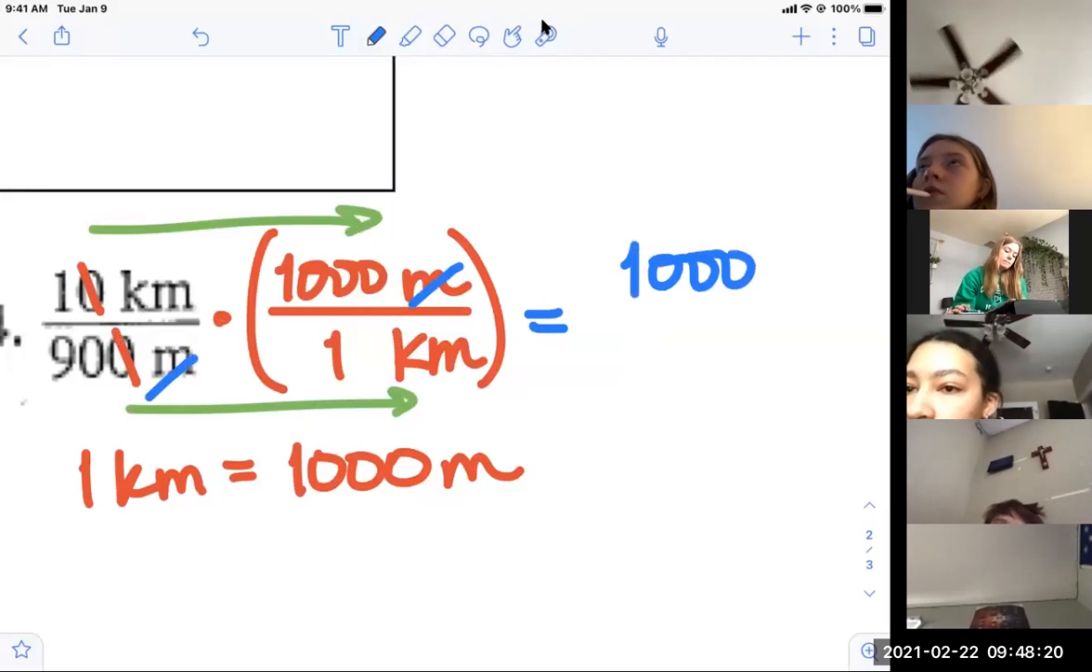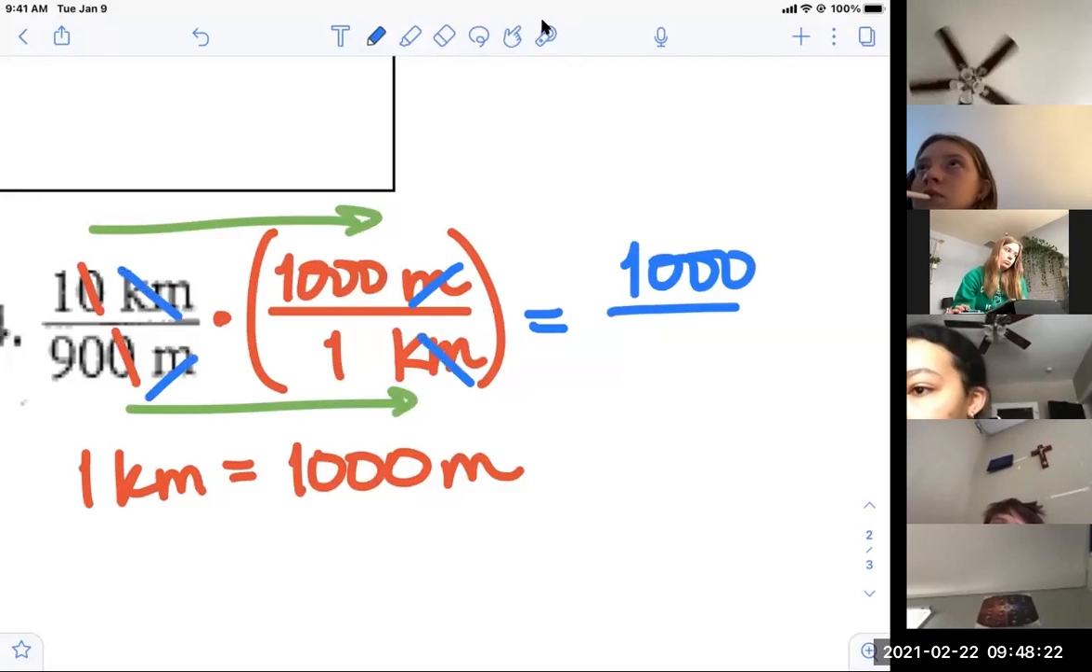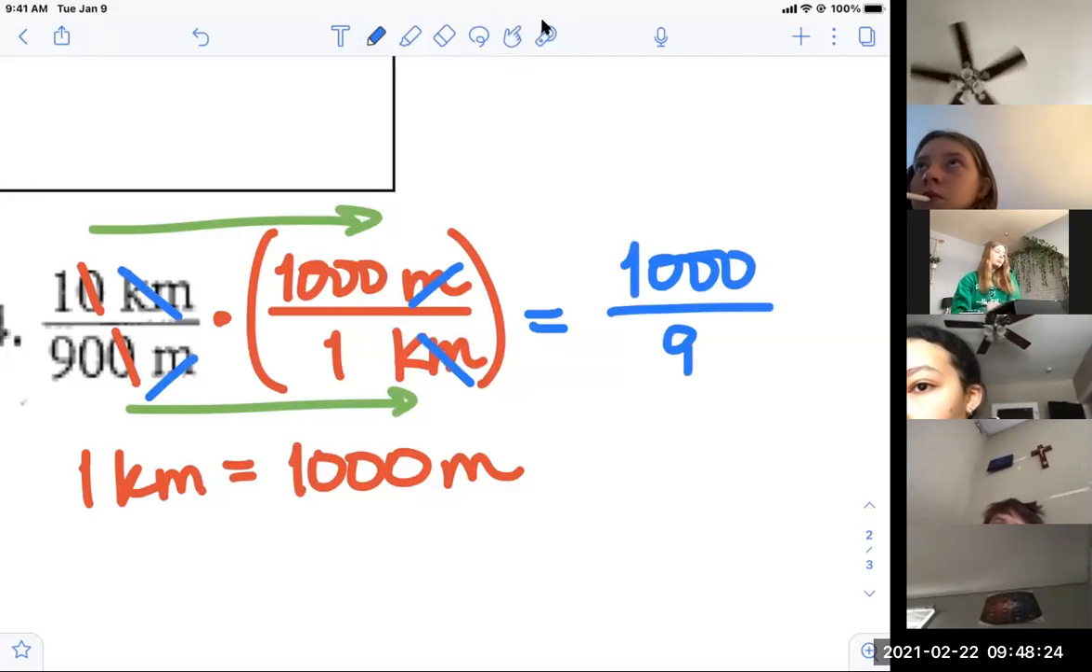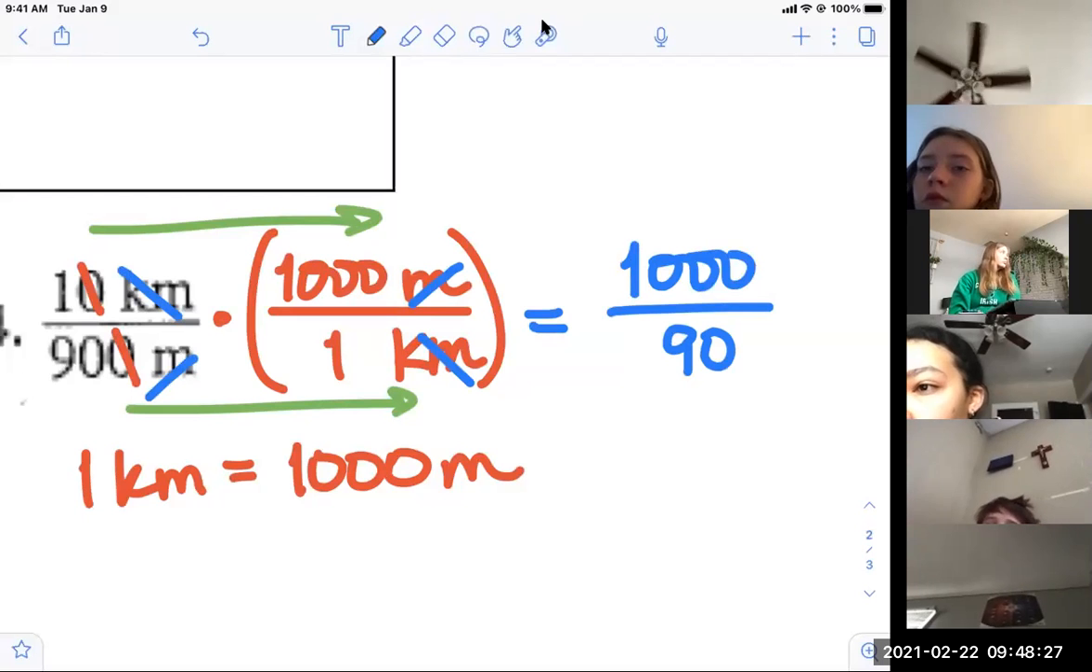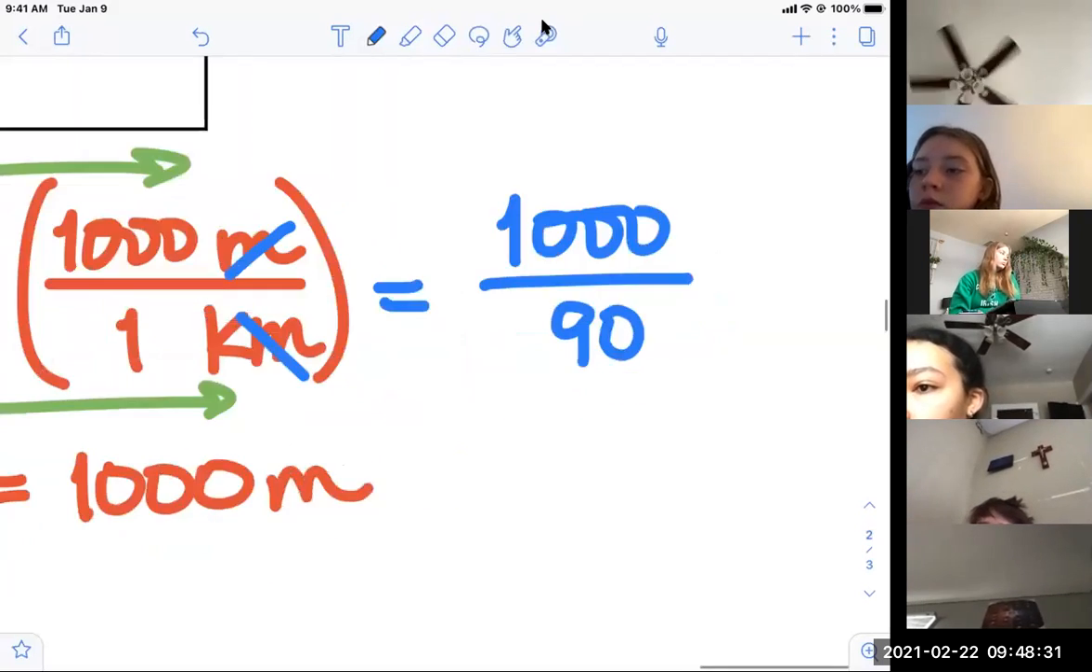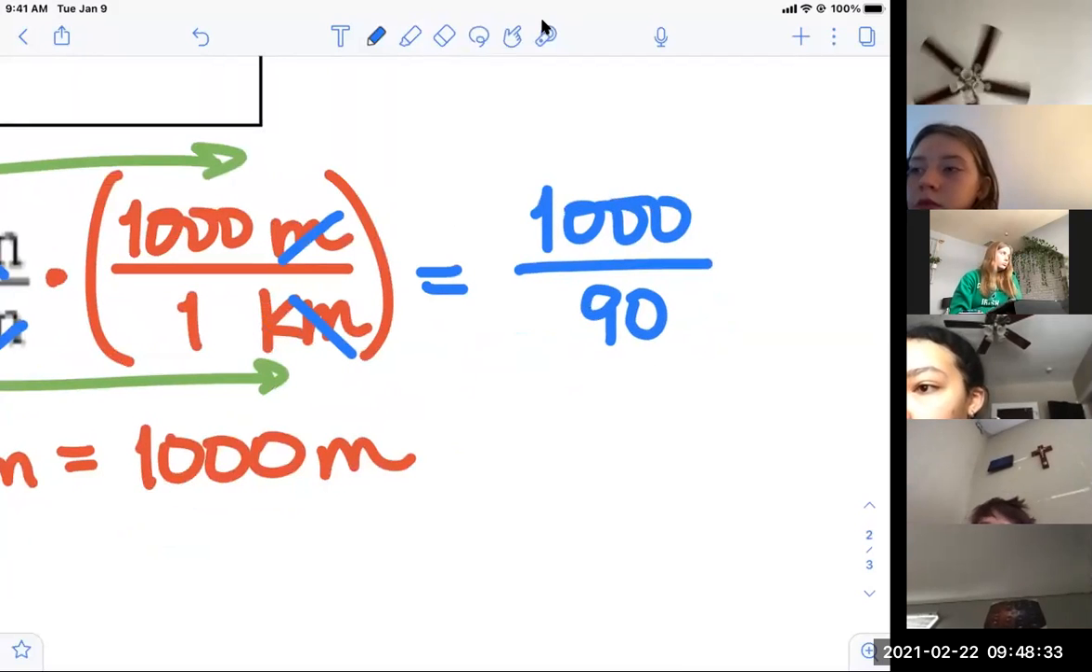So that'll be 1,000 on the top. Again, our meters cancel, our kilometers cancel. On the bottom, you have 90. Okay, and again, the units should cancel. There's no label there. All right, how can you simplify that? Sadie, tell me how to simplify 1,000 over 90.